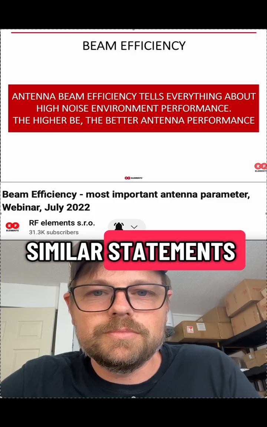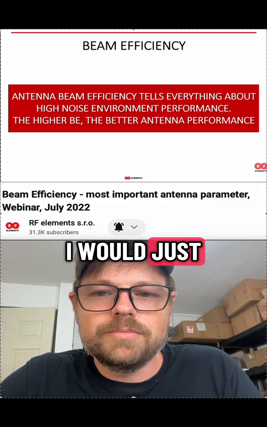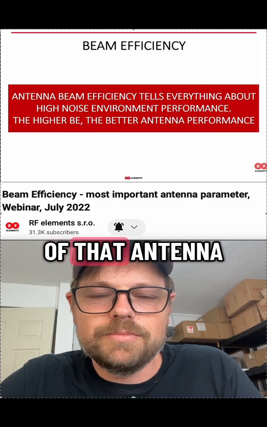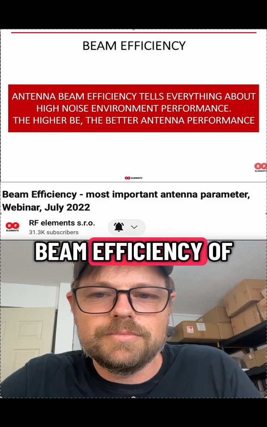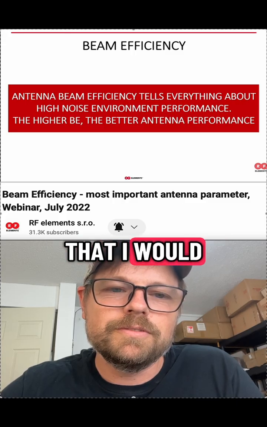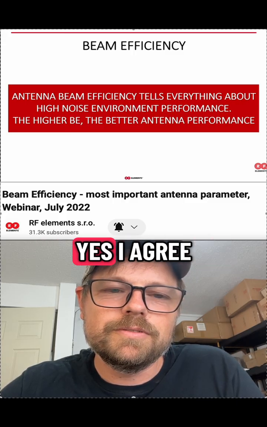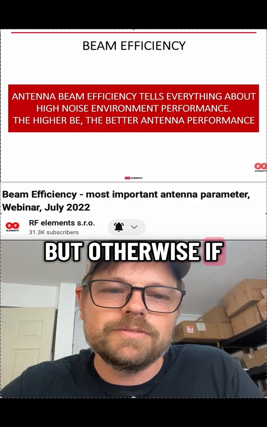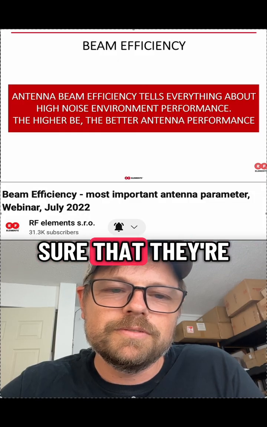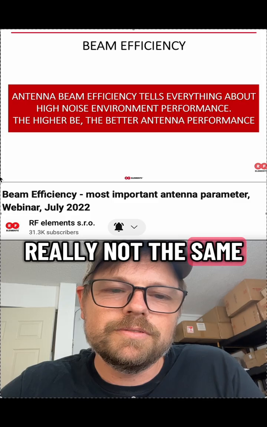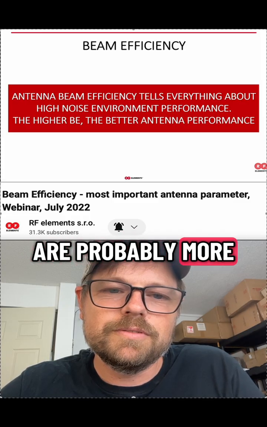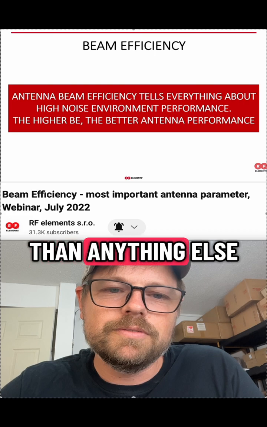Similar statements. And to these claims, I would just ask a single question. What is the average beam efficiency of that antenna? Now, if the beam efficiency of that antenna is of similar values, then I would stay quiet and say, yes, I agree. But otherwise, if the beam efficiency is anything below 90%, you can be sure that they're really not the same, and the claims of the manufacturers are probably more marketing fluff than anything else.